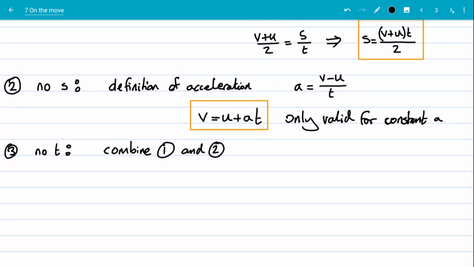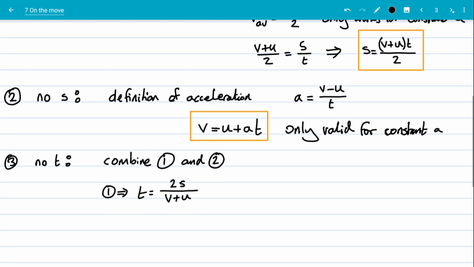So we want no T. Let's make T the subject of equation 1. Equation 1 becomes T equals 2S divided by V plus U. I'm hoping you can do the algebra as quickly as that. It's on the screen in the top right. Multiply both sides by 2, divide through by V plus U, and you end up with that equation there.